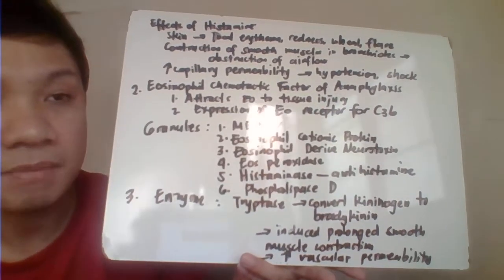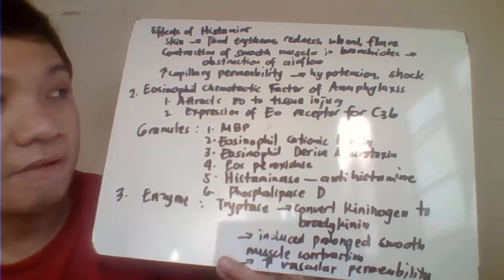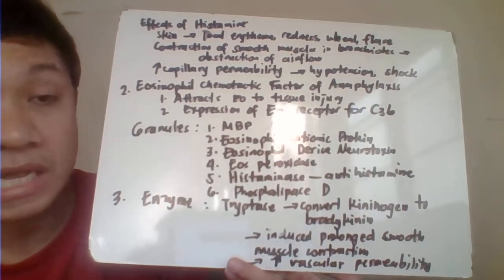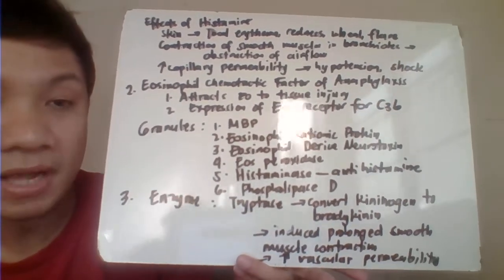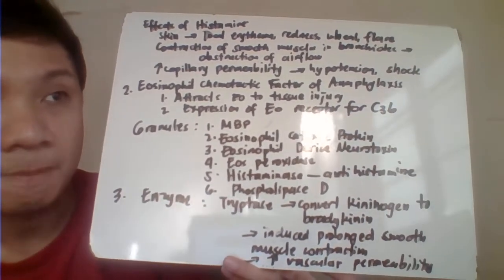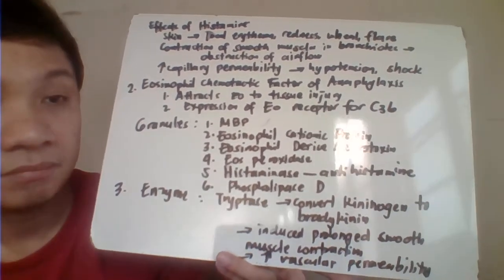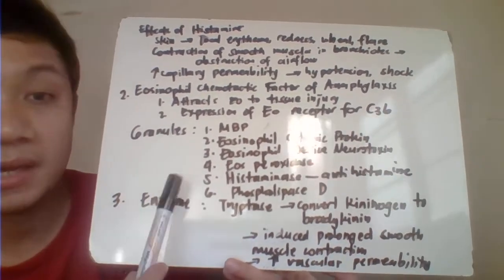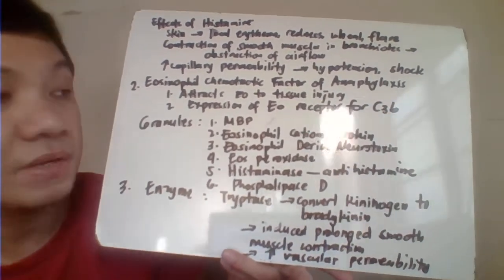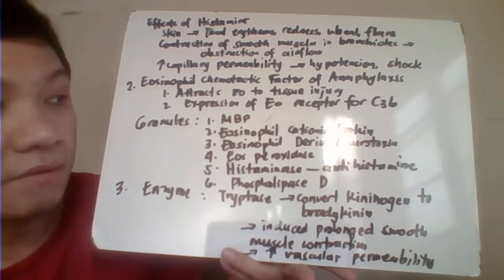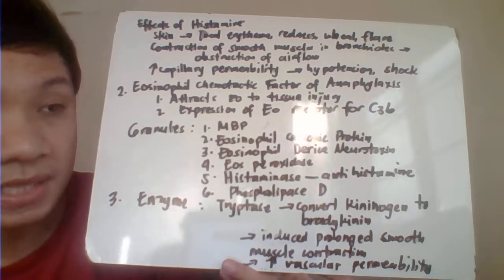Another immediate primary mediator here would be your eosinophil chemotactic factor of anaphylaxis, which triggers the chemotaxis of your eosinophil to the tissue site. It also induces the expression of the eosinophil receptor with your C3b complement component. So we have here the contents of the granules of your eosinophil. We have your major basic protein. We also have eosinophil cationic protein. We have your eosinophil-derived neurotoxin. We also have your eosinophil peroxidase.